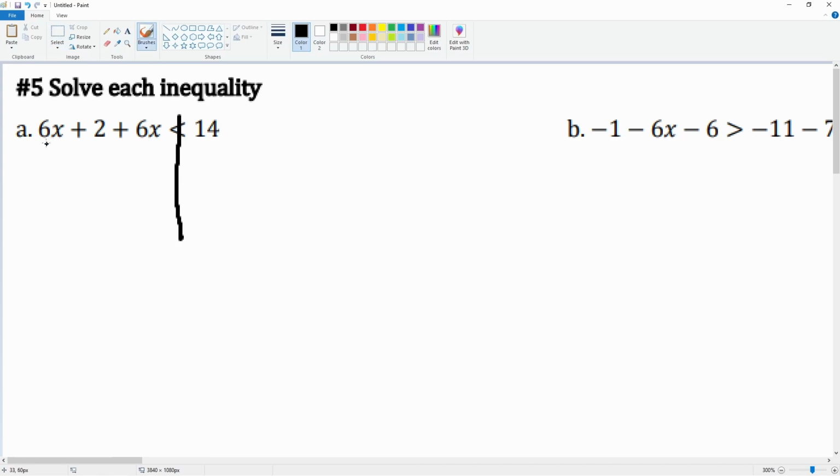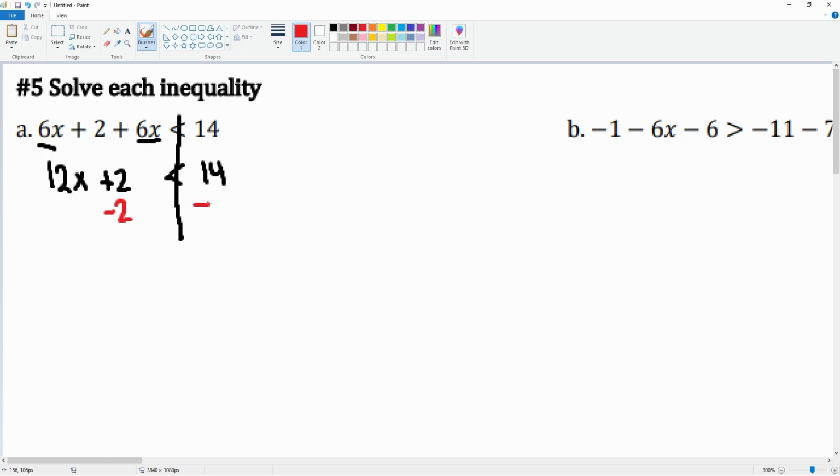Look, there are some like terms, 6x and 6x. They're on the same side. We can combine them. This becomes 12x. Nothing happens to the rest, so let's bring that down. We bring down the plus 2, we bring down the inequality, we bring down the 14. Now we're going to try to solve for x because there's no more like terms we can combine.